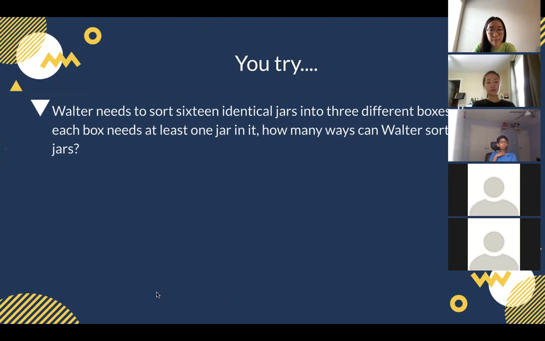Can someone draw the 16? You want me to draw 16 jars? Okay. You can draw them as rectangles. Okay, I'm only going to draw 13 jars then. Should I draw 13 or 16? No, draw 16 because I think it's easier if they think about it this way.